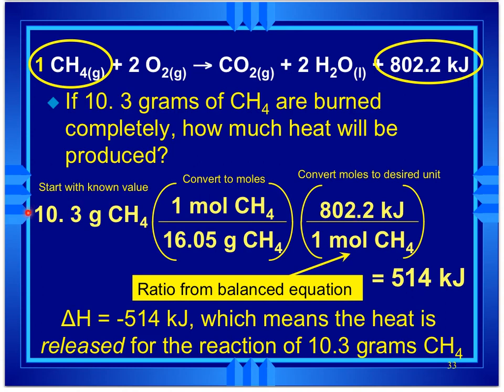But this is actually a little less than 1 mole. So when we do the math on this, we're going to see that our value is a little less than our 802.2 kilojoules. So our delta H for this reaction is negative 514 kilojoules, which means the heat is released for this reaction. And you might be like, well, where did you get this negative? Well, if you look over here, remember how we talked about that if your energy is on the product side, you're going to have an exothermic reaction, which means your delta H has to be negative.